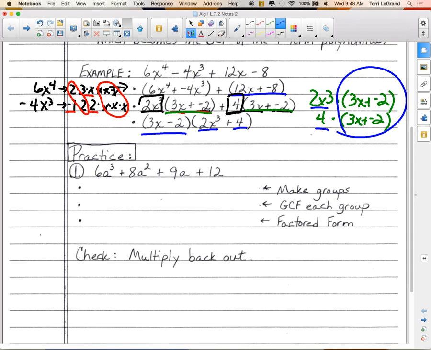So today, here's what should always happen. Your factored name should be a binomial times another binomial. Let's write this in our notes. This is the factored name right here. This is the factored name of that 4-term polynomial, 6x to the 4th minus 4x cubed plus 12x minus 8. That is its factored name.